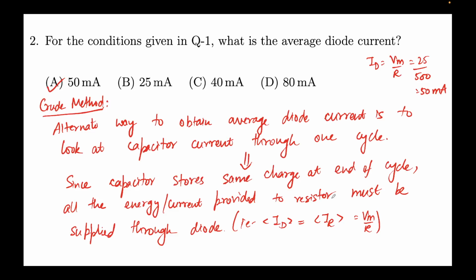stores the same amount of charge. This implies that all the energy being provided to the resistor over a steady state must be provided only through the diode. So we can say that the average current provided to the resistor should be equal to the average current flowing through the diode, because the capacitor will take care of itself. This is a crude way of putting it. Mathematically you have to figure it out, which you can see in the lecture, but crudely the average of ID will be the average of IR, which is Vm over R, and that is 50 milliamps.